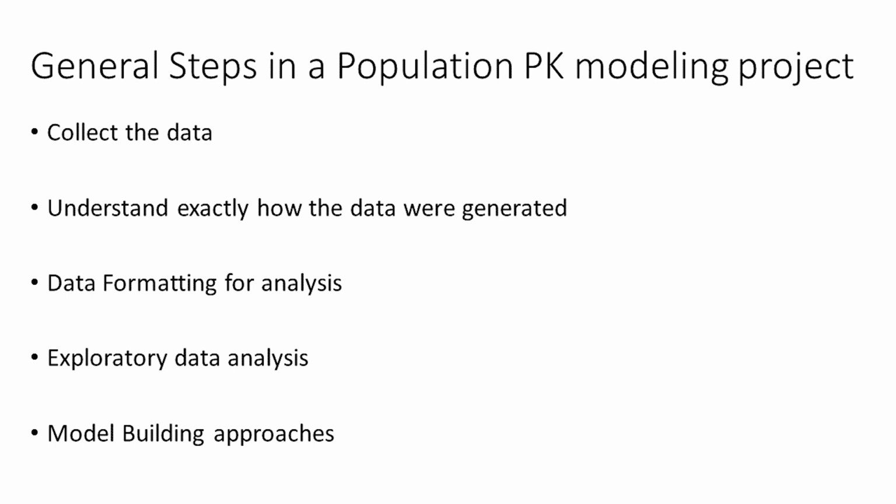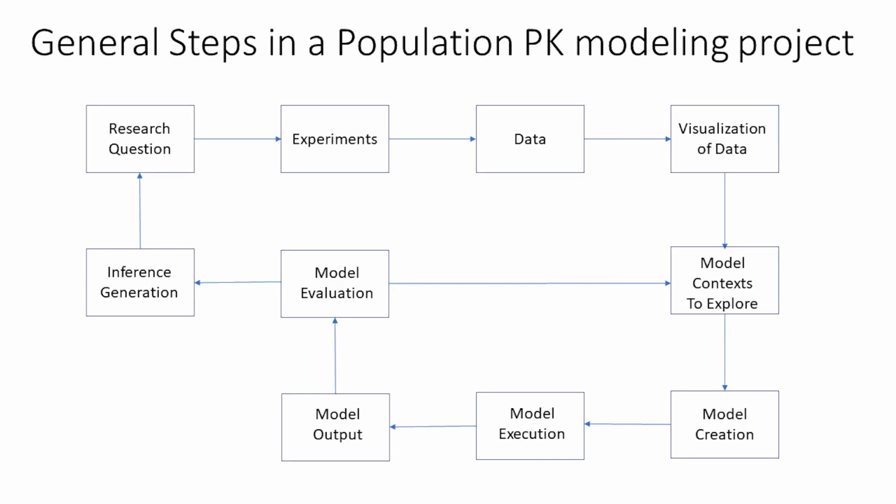The first, of course, is to collect the data. So some experiment is designed, or a question is arrived at, an experiment is designed, data are generated, and then we collect the data. One needs to understand exactly how the data were generated. There's data formatting involved, depending on what software or approach you might use for the analysis. There's an exploratory data analysis step, and then model building approaches. A general schematic is shown in this slide with the general steps for the population pharmacokinetic modeling project.